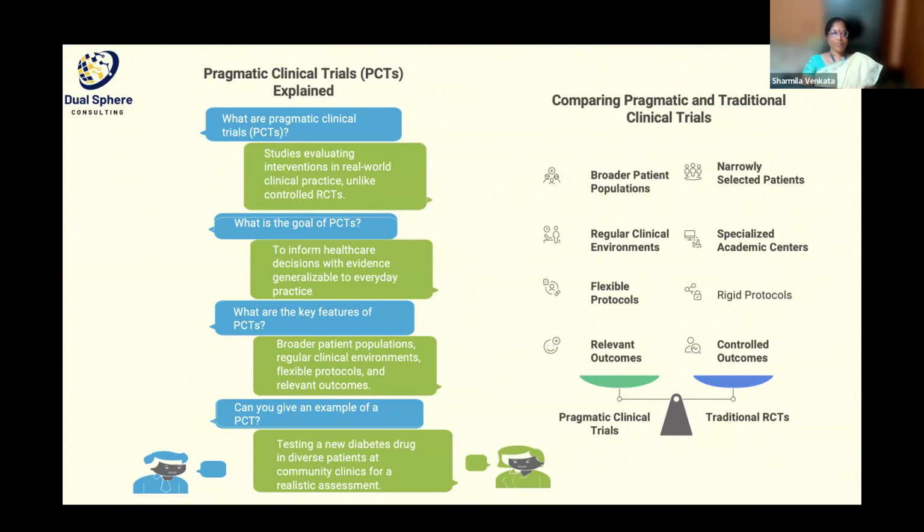And now I'll ask one question to the team. If you are a policymaker deciding whether to fund this new drug, which trial results would you find more convincing? The RCT with ideal patients or the PCT results in everyday clinics? Please text in the chat.